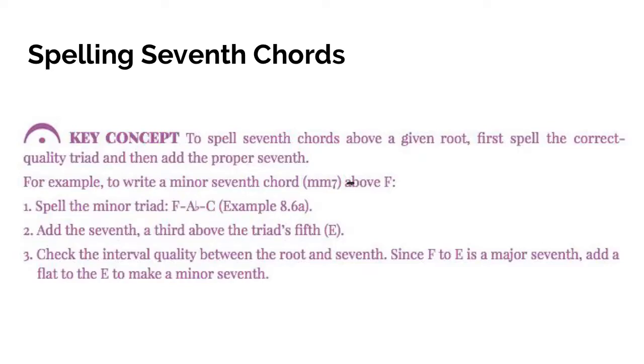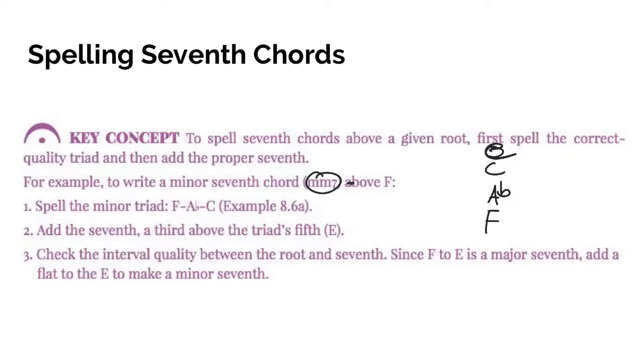All right, so spelling seventh chords. Hooray. To spell seventh chords above a given root, first spell the correct quality triad, then add the proper seventh. For example, write a seventh chord above F, a minor seventh chord. So that means we would need a minor F, A flat, C triad, and then adding the seventh. So we have a minor seventh above that, which would be E.